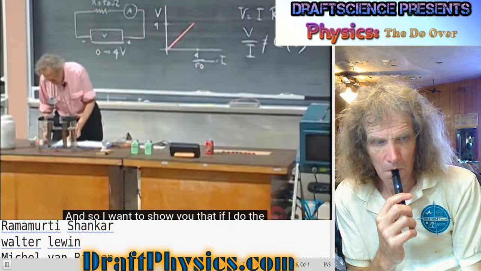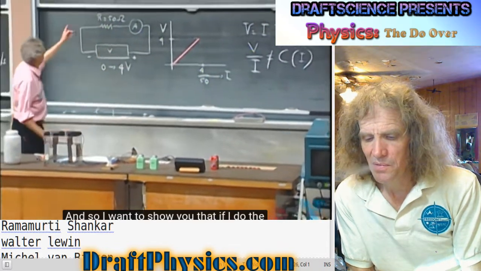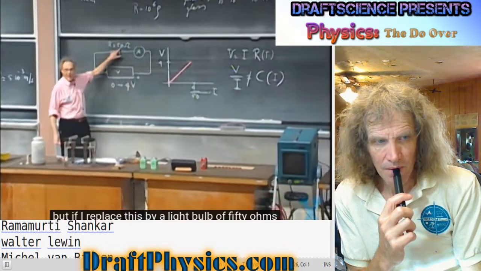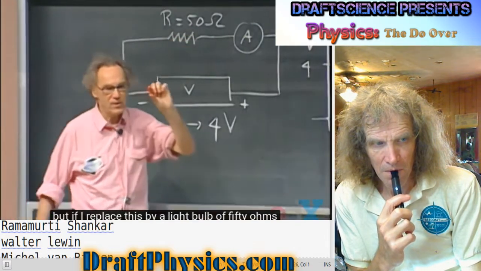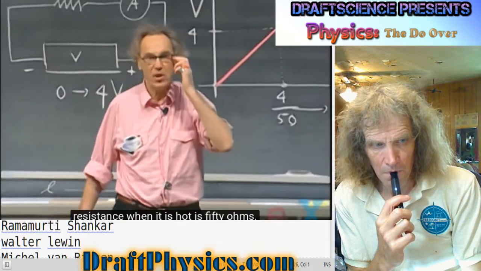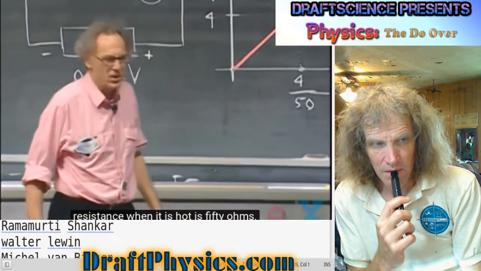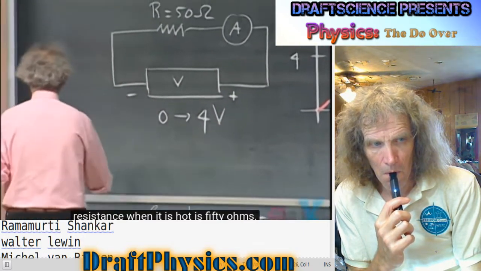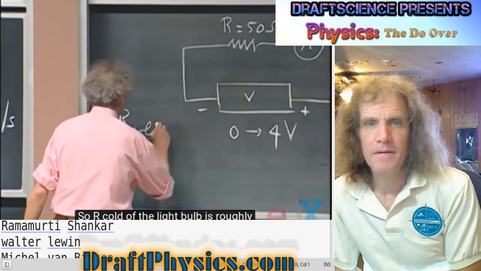And so I want to show you that if I do the same experiment that I did here, but if I replace this by a light bulb of 50 ohms, it's a very small light bulb. Resistance when it is hot is 50 ohms. When it is cold, it is 7 ohms.